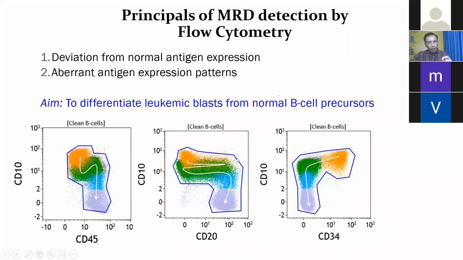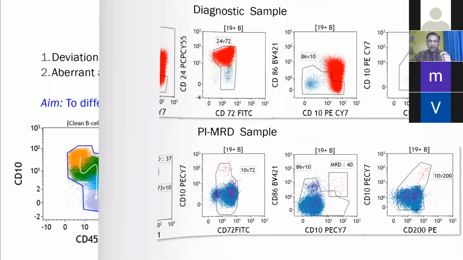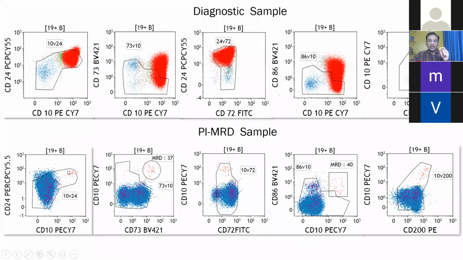So all normal B cell precursors fall in this gate. But if a population which looks immature falls outside this gate, it indicates asynchronous expression of these markers, a deviation from the normal maturation pattern. That means these are abnormal cells, abnormal residual disease. Just to show you, the plots on the lower row are not falling in the gate, they are falling outside. For example, here CD10 and CD73 are outside the gate. This indicates the residual disease.